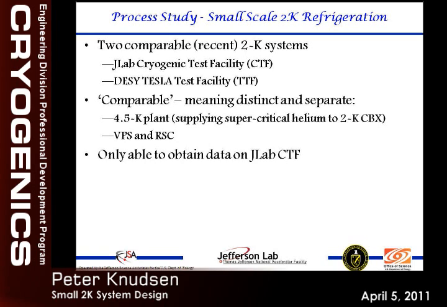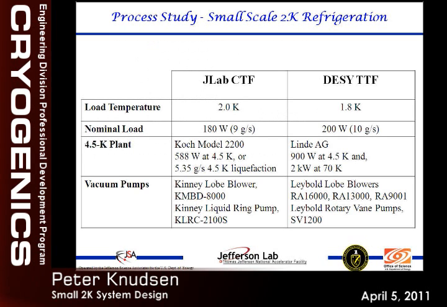Also, the only data that we could really get a hold of very easily was the JLab CTF data. It was very easy to get a hold of the data from Tesla. So this chart basically shows some comparisons again between the JLab and the DAISY system of what we could find. Load temperature is a little different: JLab's 2.0 and DAISY's 1.8. Nominal loads fairly close, about 180 watts to 200 watts. And I put the grams per second, which is the 2K mass flow required to provide that refrigeration.